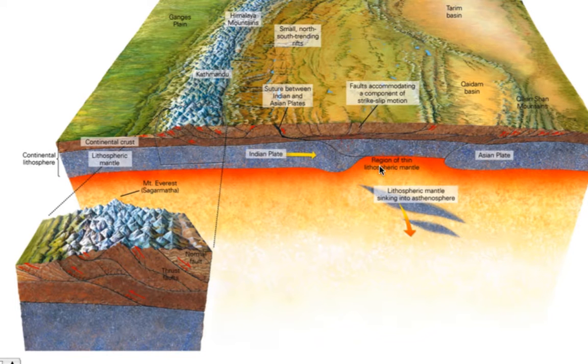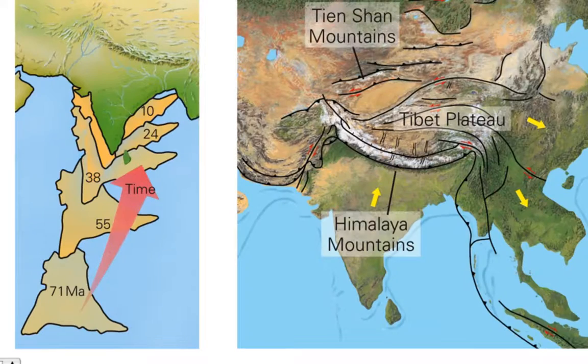Other things you may see is, because we see decompression melting, you may see magmas come up here and melt crustal rocks in here. So you might see some crustal melting going on there as well.